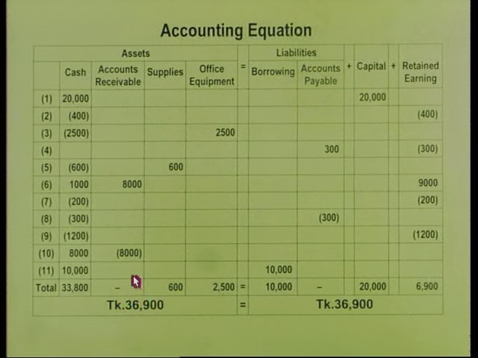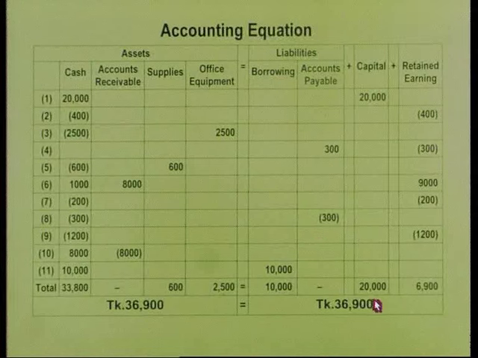Since all of 8000 taka have been received from the customers, there is no ending balance of accounts receivable. For supplies, the supplies were not used so far, so all of the supplies are still there at the end of the year. Office equipment is 2500. On the right side of the accounting equation, we have 10,000 taka from borrowing. Accounts payable, in the same way, has no balance since all of the 300 taka was paid to the creditors.